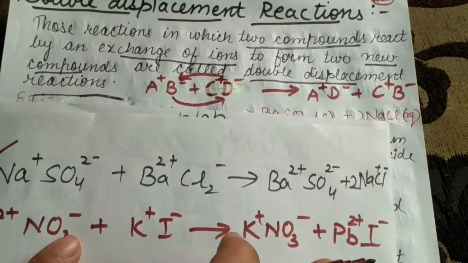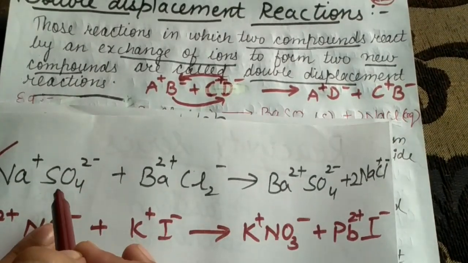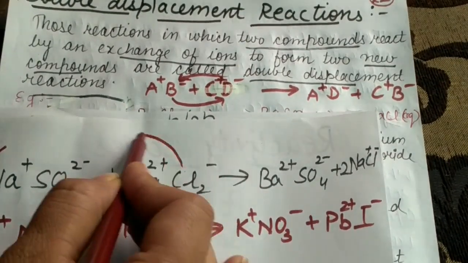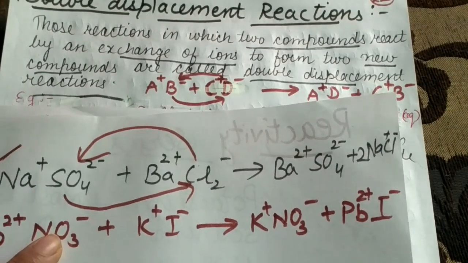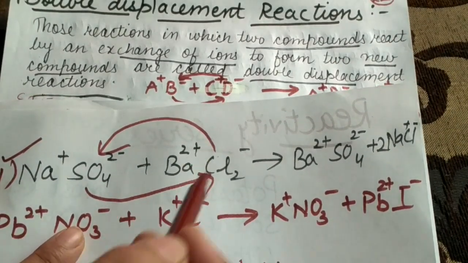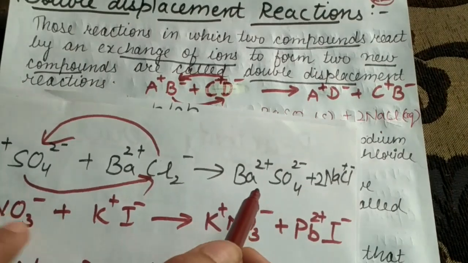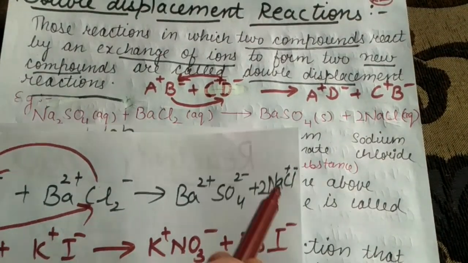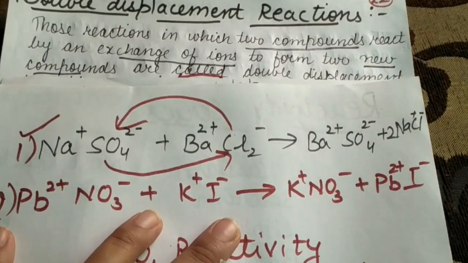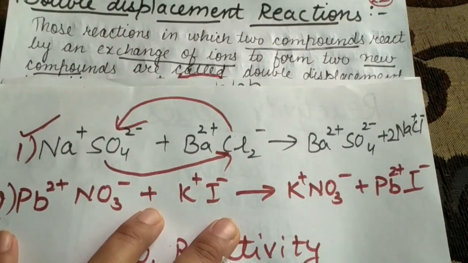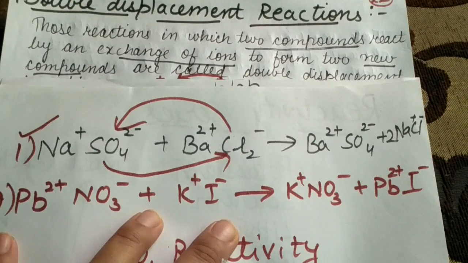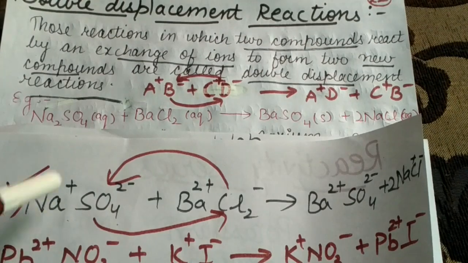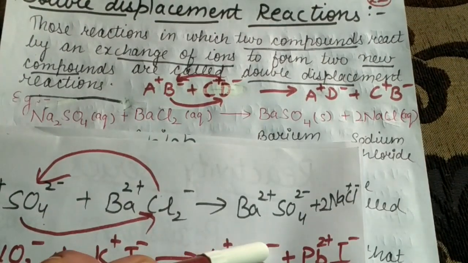So what is happening? Basically the exchange of ions is taking place. The sulfate takes the place of chlorine, and chlorine comes at the place of the sulfate. So the exchange of ions is taking place, and barium sulfate is formed and NaCl, sodium chloride, is formed. This is the ionic form which I have written here, because we are saying that exchange of ions takes place. When the exchange of ions takes place, then the formula also changes.